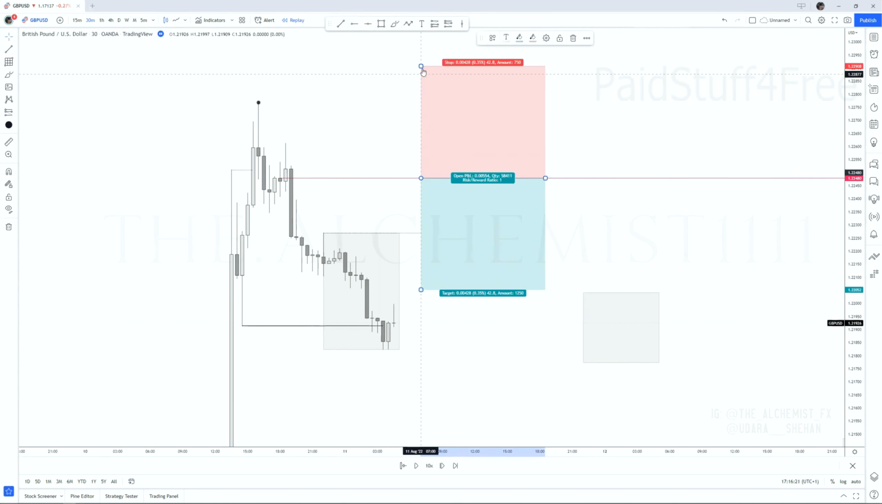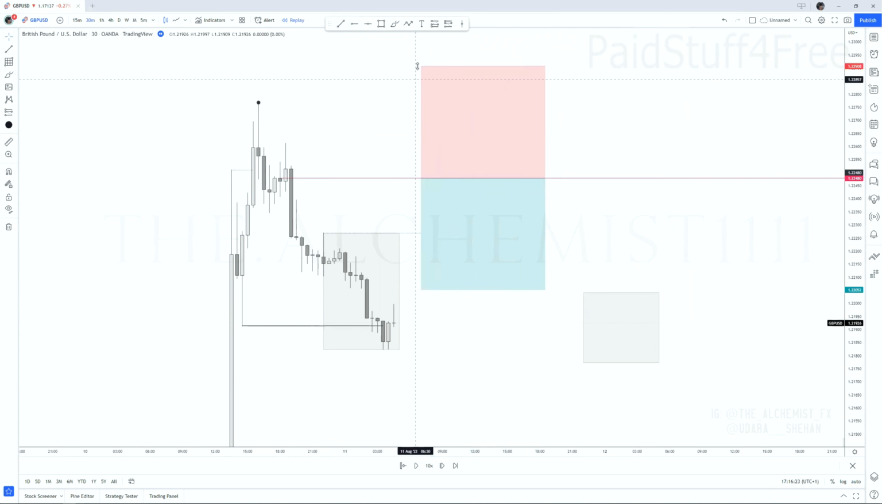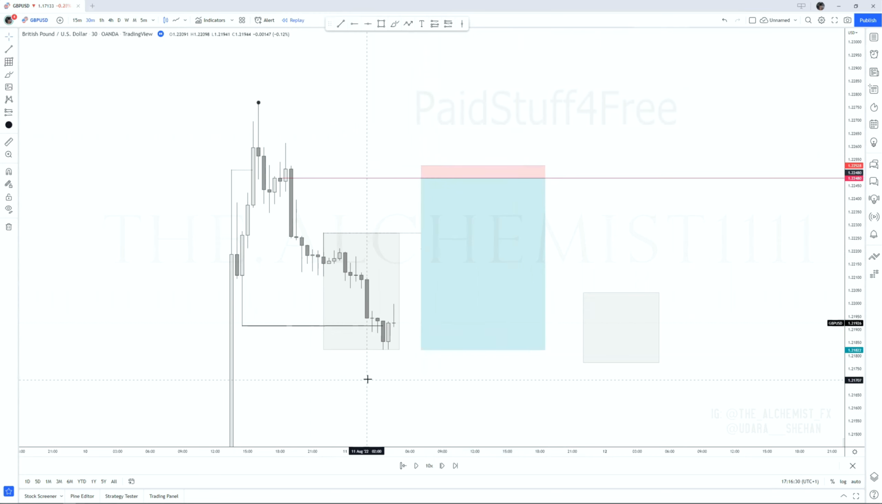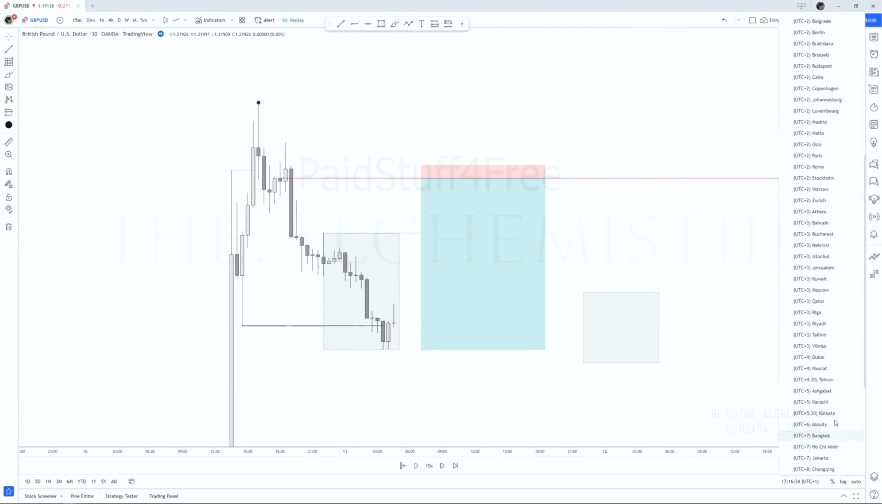Okay, so I sold it here. This is what I was expecting. This is the time when I was expecting this to happen. Stop loss above this high right here, 4.8 pips, and I'm targeting the Asian low. Okay, this is what I was expecting. See, now you will see why I told you to focus on timing.